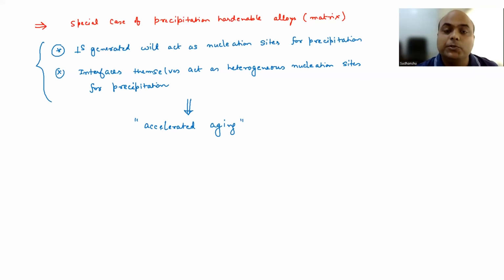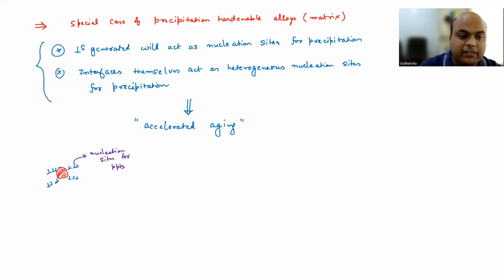Aging, you know, this is accelerated aging. You are accelerating the aging phenomena because of the presence of the reinforcements. So if you have reinforcement, because of the thermal mismatch, you are generating lots of dislocations. Now these dislocations are going to interact, so this is the concept of work hardening. These dislocations can act as nucleation sites for precipitation. And this interface can also act as nucleation sites for precipitation, and both of these will lead to accelerated aging.